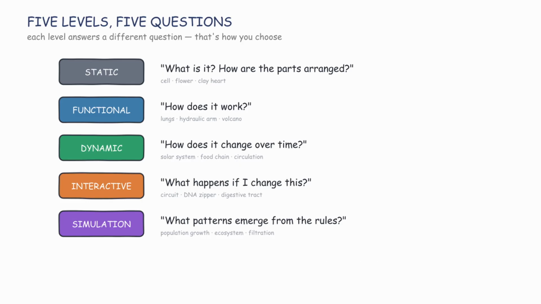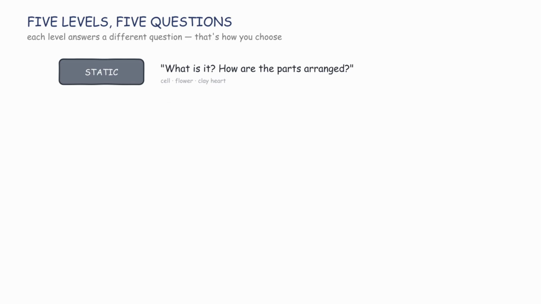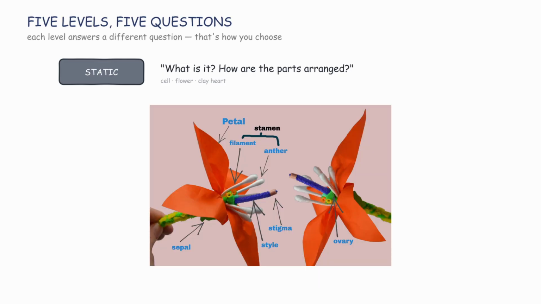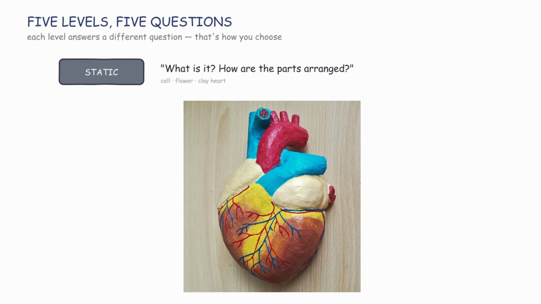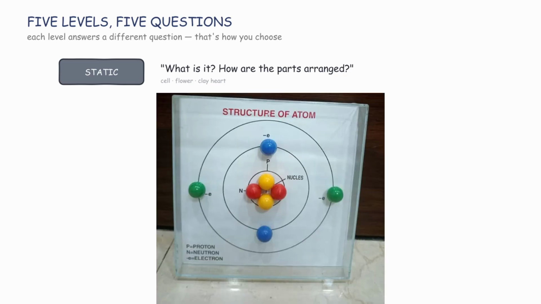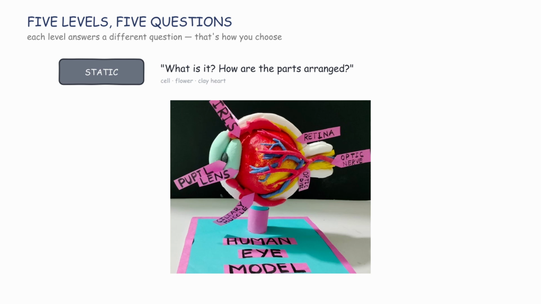Level 1, static. The question, what is it? How are the parts arranged? A clay cell, a model flower, a molded heart. Nothing moves, and that's fine because the job is structure, where things are and what they are called.